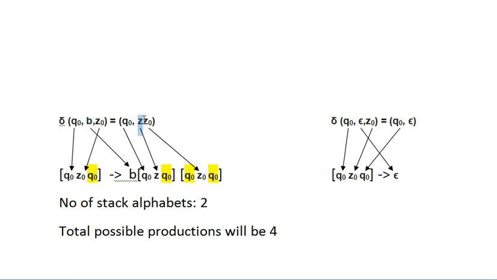As we are having 2 stack alphabets, how many possible production combinations will there be? 4, because these 2 stack alphabets will work for 2 states, so 2 into 2, 4. Clear? So one Z will come into the middle of one production, and Z naught will come into the middle position of the next production. Now left out with these positions, I will let you know how to work on it.